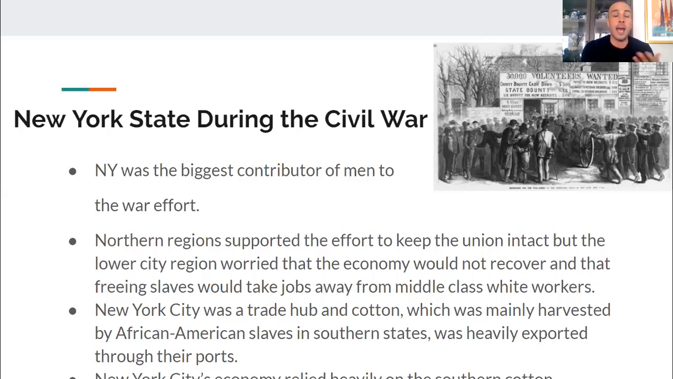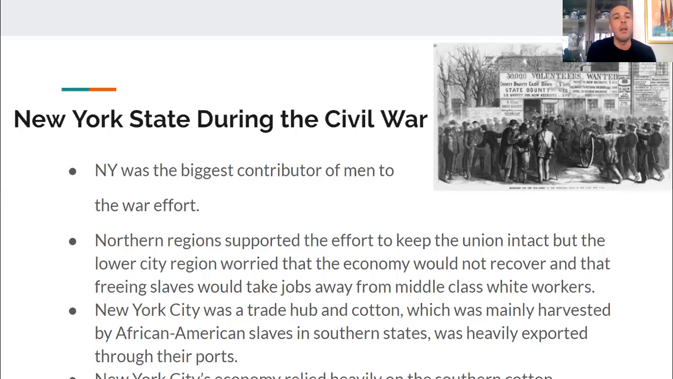New York City, as we've learned, was a trade hub because of the water access to New York City. It was a trade hub, and cotton, which was mainly harvested by African-American slaves in southern states, was heavily exported through the ports of New York City. Therefore, New York City's economy relied very heavily on the cotton industry, which was based in the South and really was fueled by the work that was done by African-American slaves.